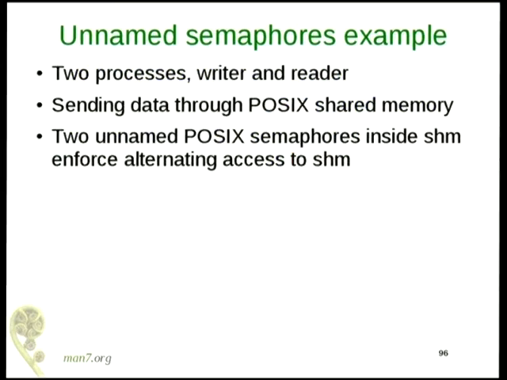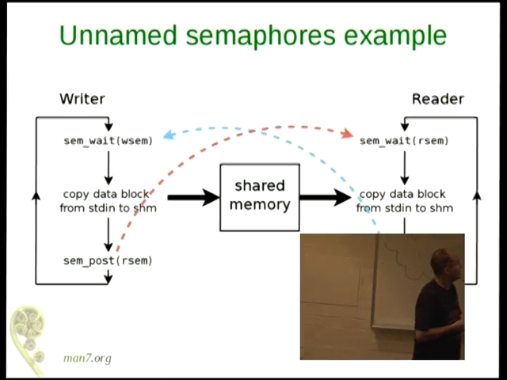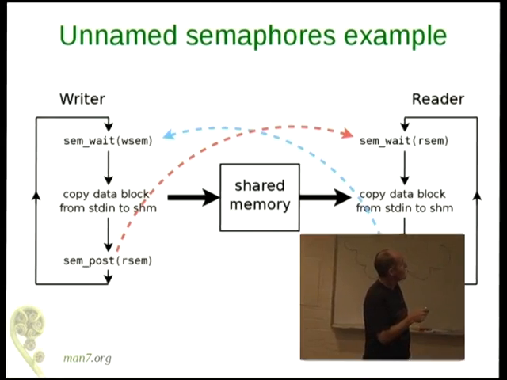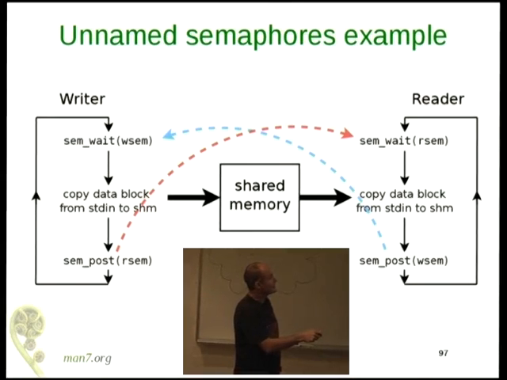So an example of how you might use semaphores, if you tried to use shared memory as a kind of pipe, you could have a reader and writer and implement this sort of scenario where I've got a writer here that is reading data from somewhere else, writing into the shared memory, and another process which is reading from the shared memory, copying that data out and perhaps writing it.